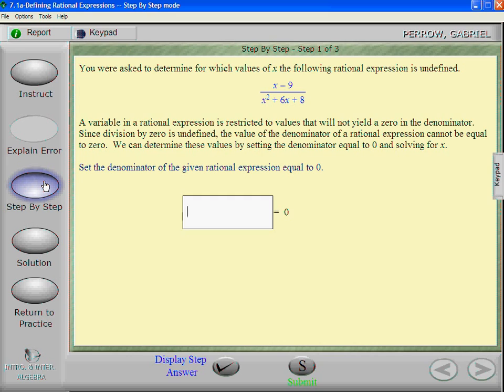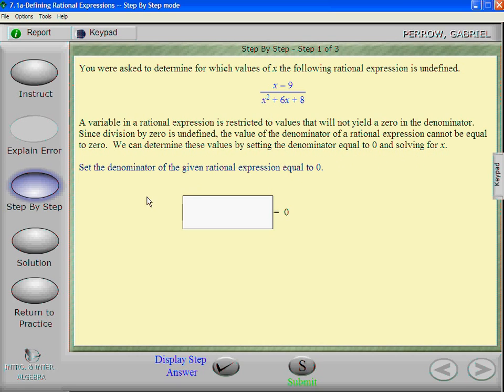Basically, if you're fairly comfortable with the things we've talked about in the past, you'd probably see how you could factor this pretty quickly on the bottom. x squared plus 6x plus 8. So let's see. They say a variable in a rational expression is restricted to values that will not yield a 0 in the denominator. Since division by 0 is undefined, the value of the denominator of a rational expression cannot equal 0. We can determine these values by setting the denominator equal to 0 and solving for x.